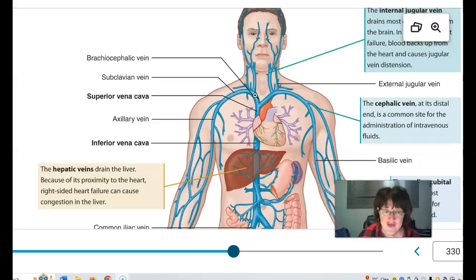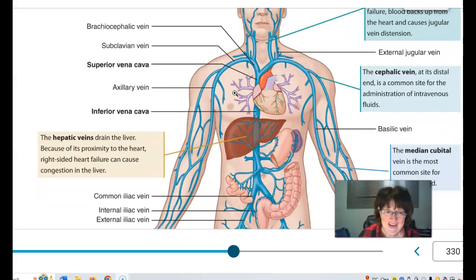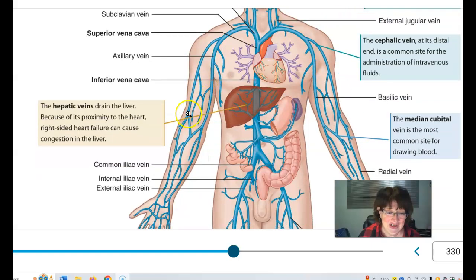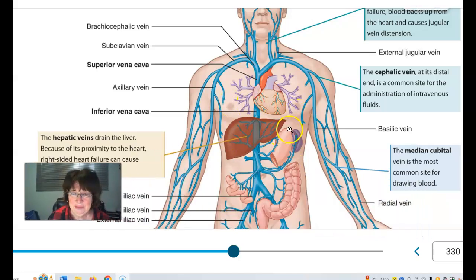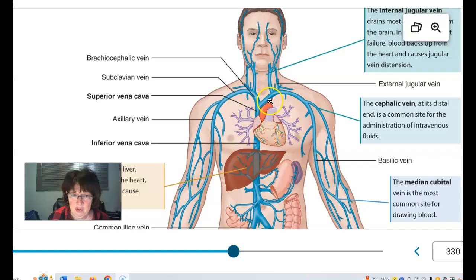The superior vena cava's first division goes to the head and arm, so it's called brachiocephalic. Then it goes underneath the clavicle, so this is the subclavian vein. In the armpit, axillary, and that's all you need to know on that side of the arm. If you go on this side of the arm, this one doesn't make much sense to me, unfortunately. If you go down, you've got the internal jugular, which drains the head.